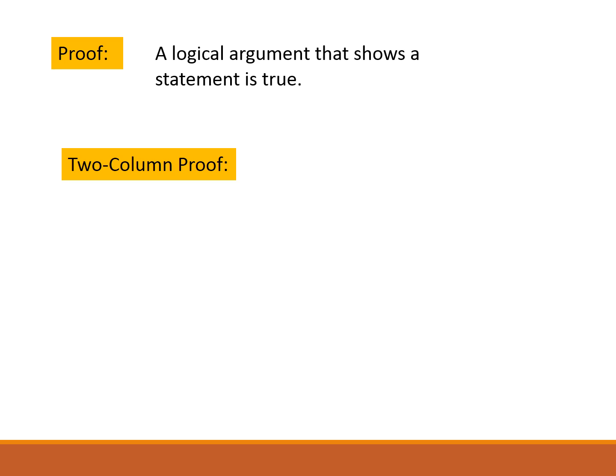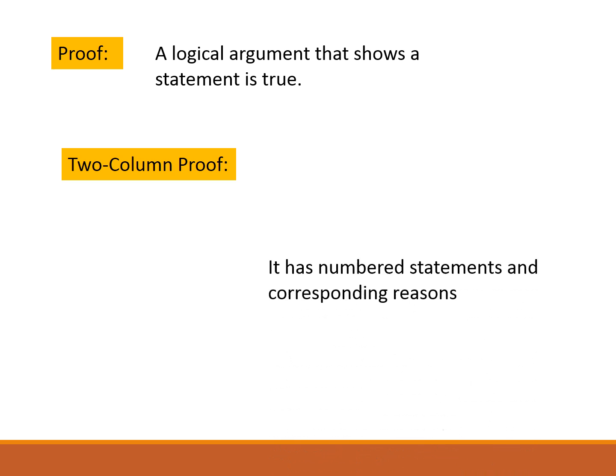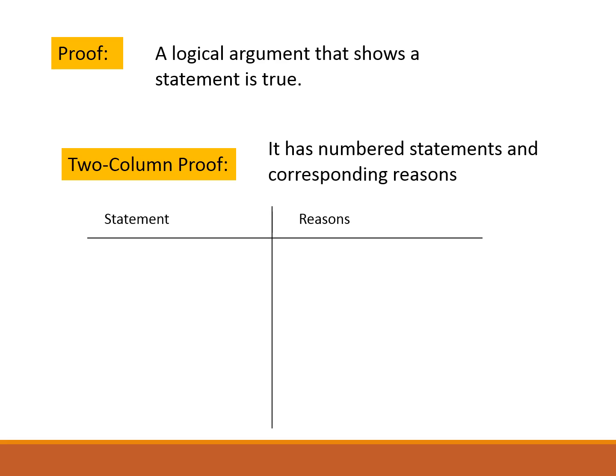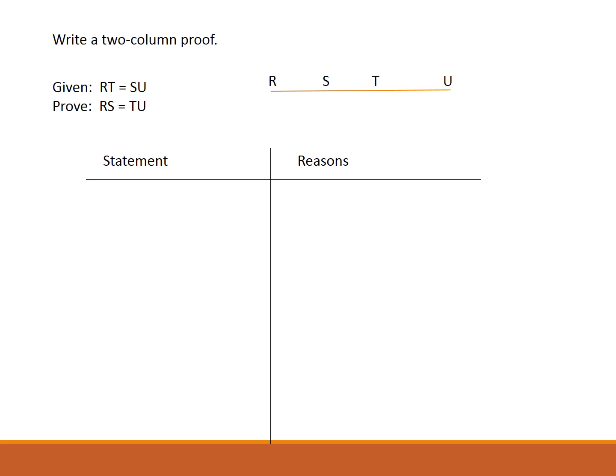What's a two-column proof? There are different ways of writing proofs. We're going to learn them all. This is your first one we're going to learn in this chapter. That's what it looks like. It has statements, and it has reasons that correspond to those statements. So here we go. We're going to write a two-column proof. Please take a moment to copy this before we get started.